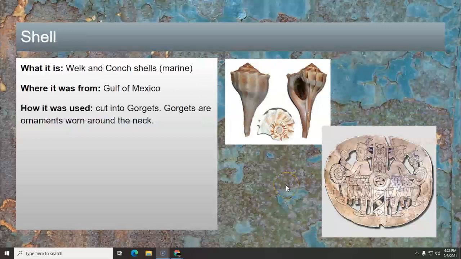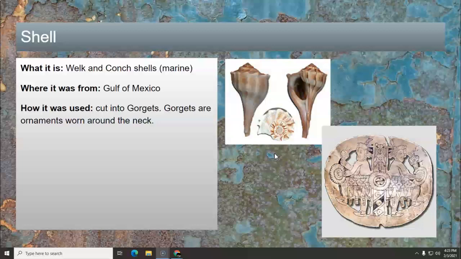They use shell. They use whelk and conch shells, which are marine snails. We have them here, like you see the lightning whelk. Those that they used were from the Gulf of Mexico. So we're talking the Florida, Alabama, Georgia coast, especially the upper elbow of Florida around the Pensacola area. And they were cut into gorgets. Gorgets are ornaments worn around the neck. If you Google gorget, a lot of times it'll come up with the medieval armor, which was what the knights wore to protect their necks during battle.